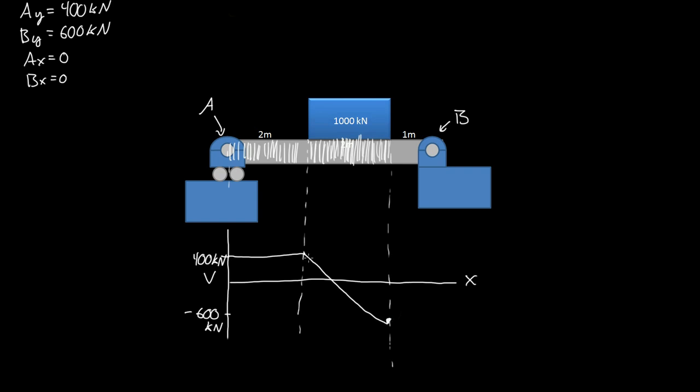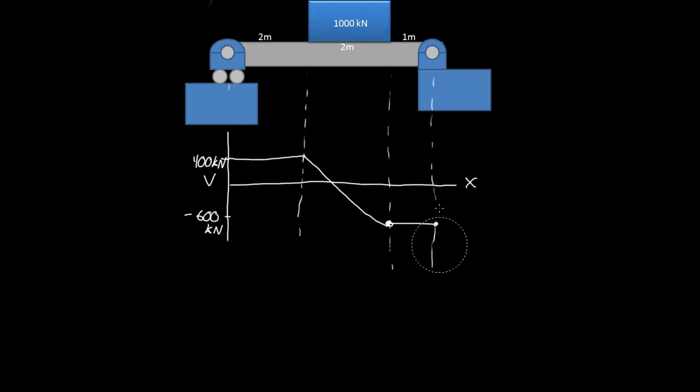Close enough. So we connect those lines, and now this part of the beam only has a force of a negative 600 kilonewtons until we get to that point. And notice that our BY is 600 kilonewtons, so we did it right so far. So that's our shear diagram. Let's move on to our moment diagram.